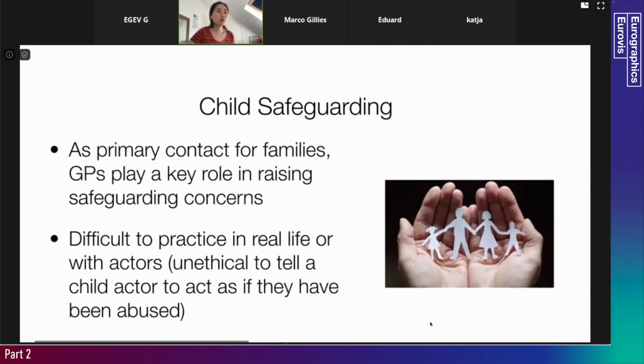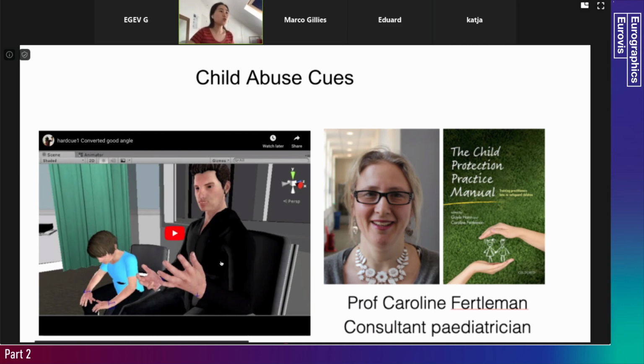And that's why we think it's potentially a really interesting area to explore how to implement that with virtual reality. So we implemented this situation with child abuse cues carefully animated in there. And we didn't come up with this ourselves. We worked with Professor Caroline Futterman, who wrote the child protection practice manual. So she's really a leading expert in this area. And this is one of the animations we had.